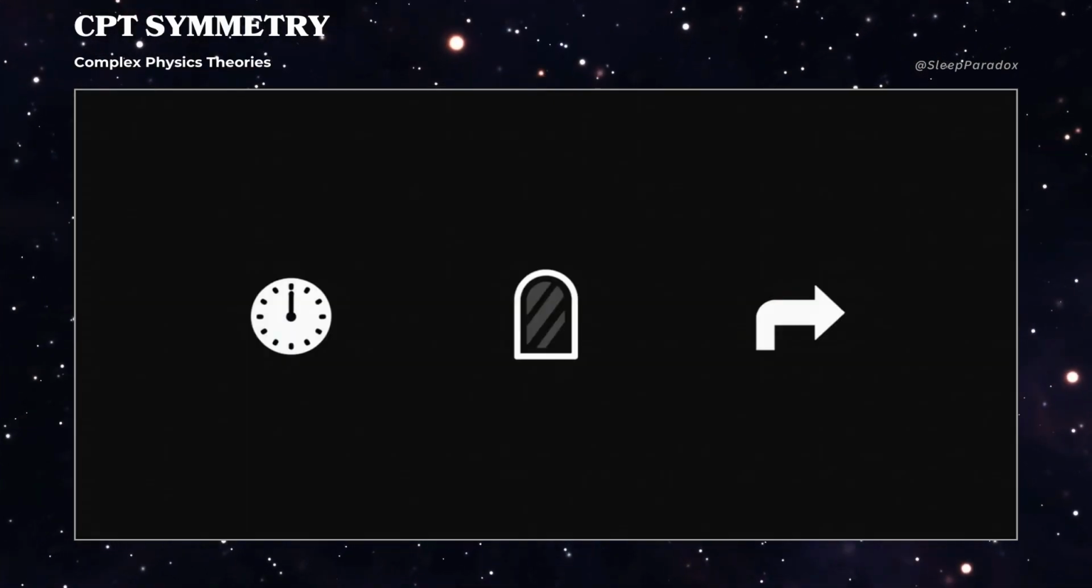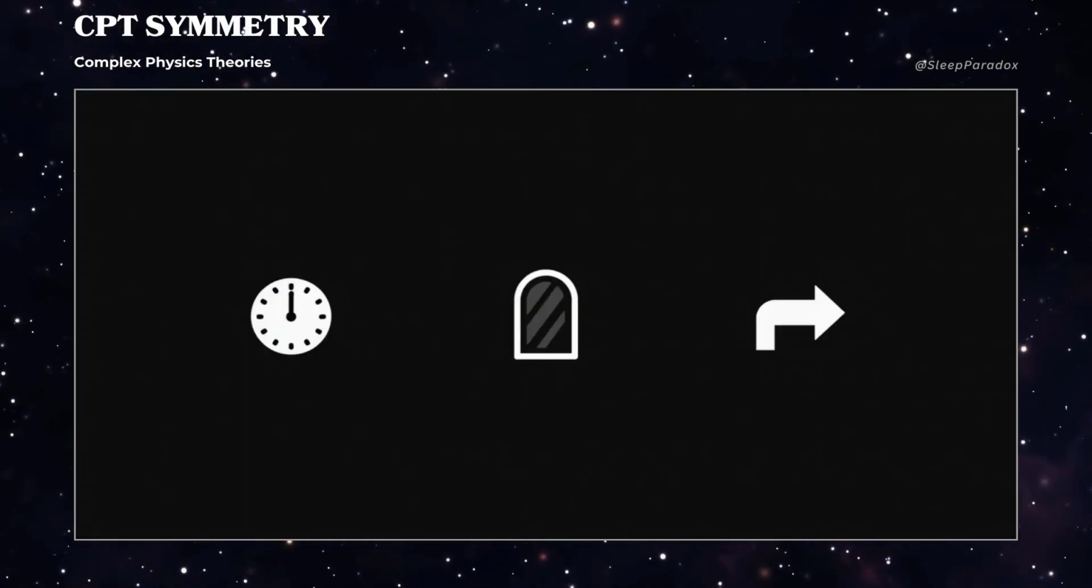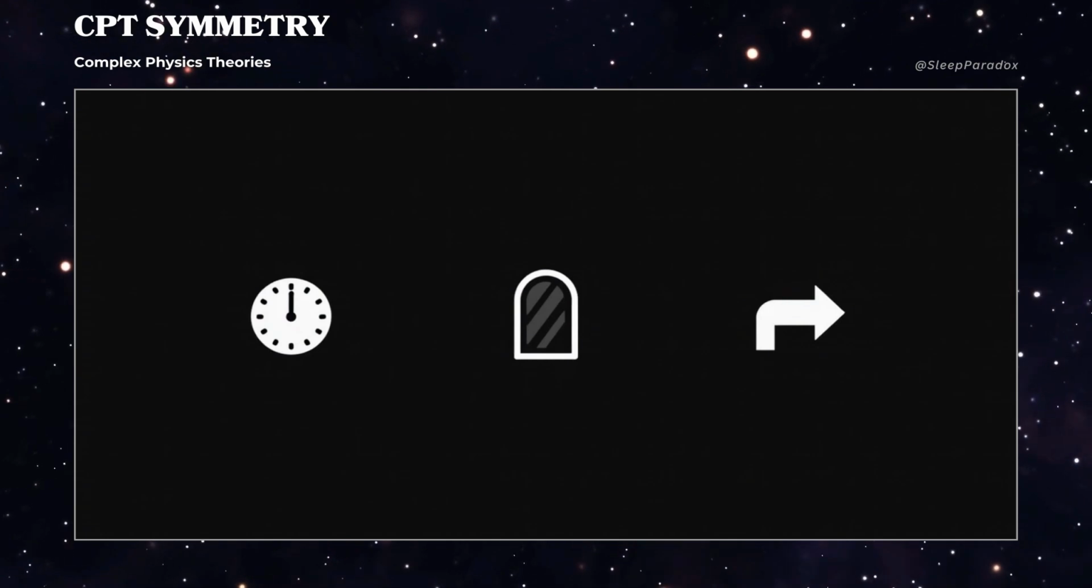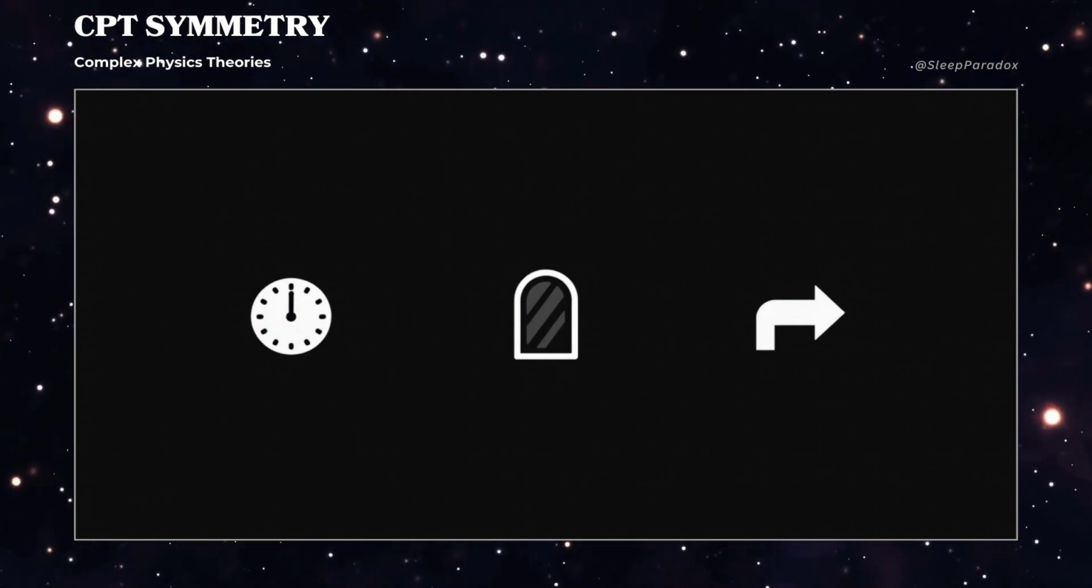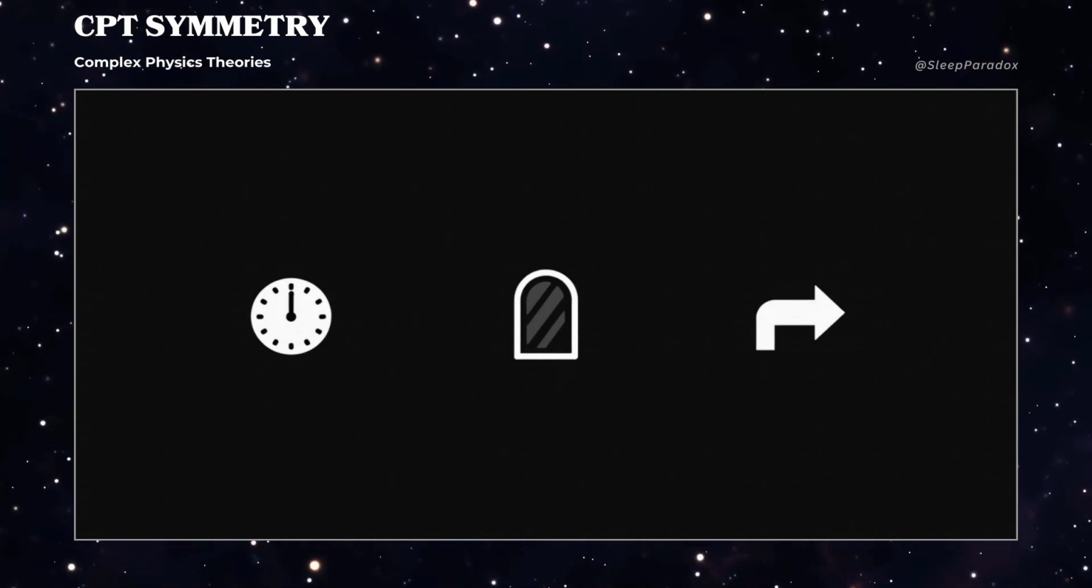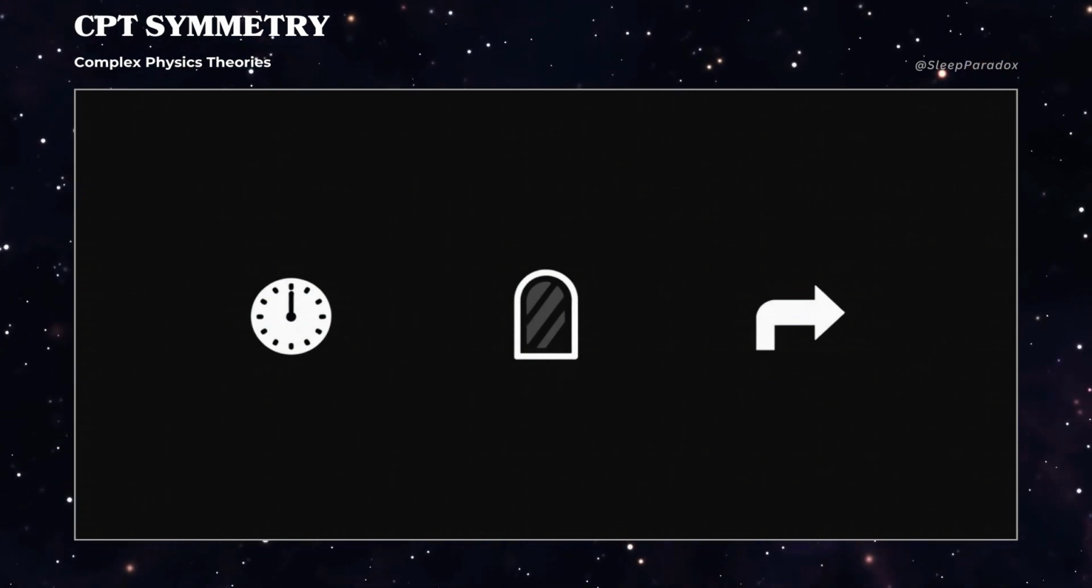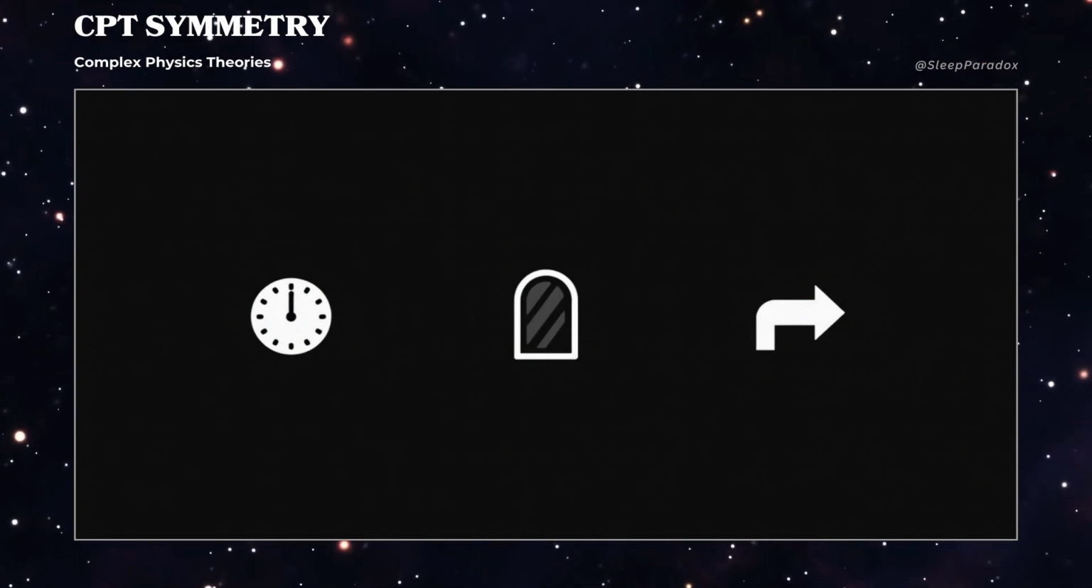CPT Symmetry. CPT symmetry is a fundamental principle in physics that says the laws of nature remain unchanged if we reverse three things at the same time: charge, parity, and time. That's what the letters stand for.